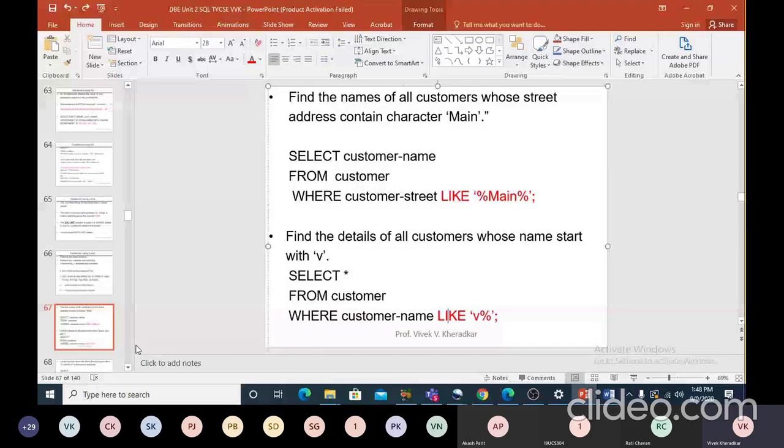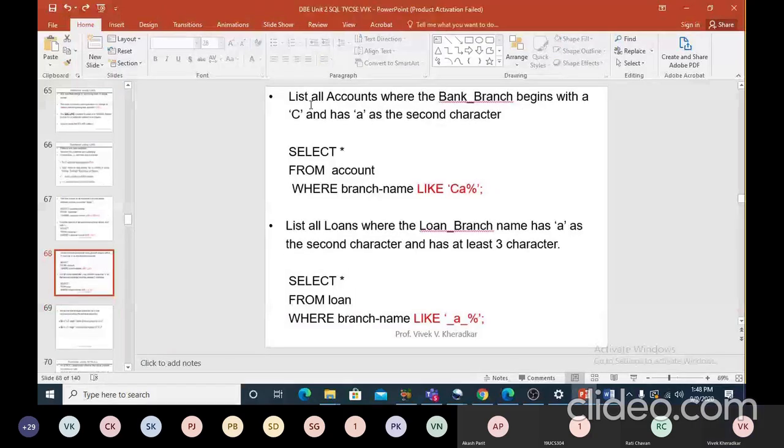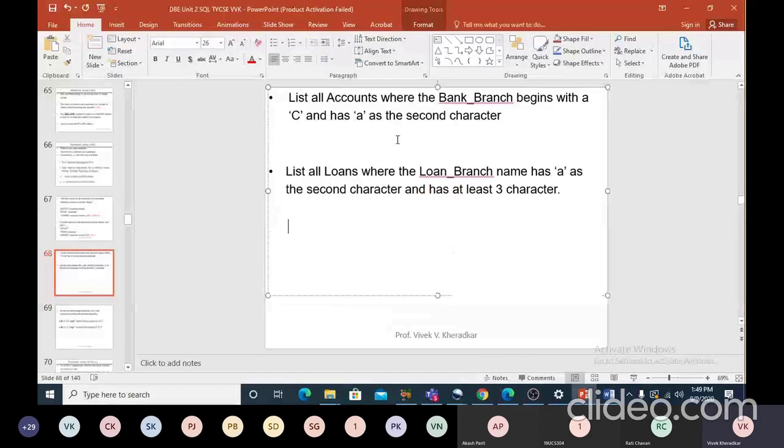List all the accounts. Okay, you tell me the answer of these two queries. What is the first query? Just read the first query. List all accounts where bank branch begins with C and has A as the second character.